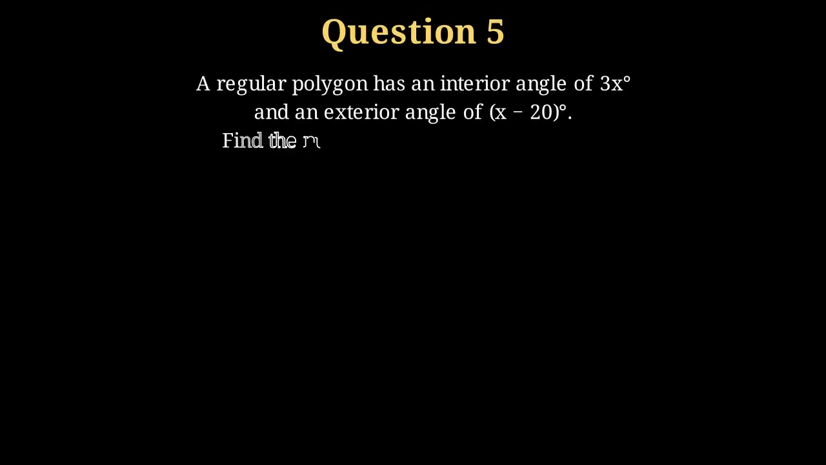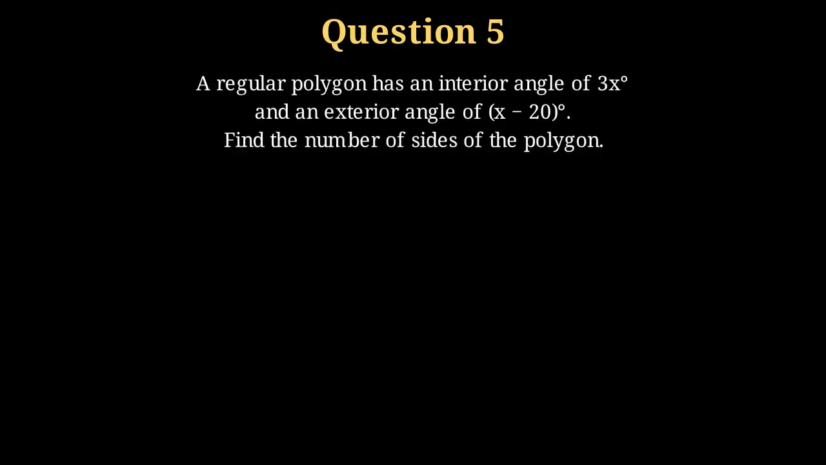Question 5. A regular polygon has an interior angle of 3x degrees and an exterior angle of x minus 20 degrees. We need to find how many sides it has.